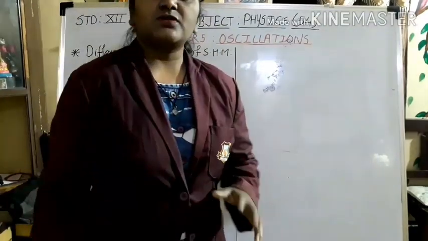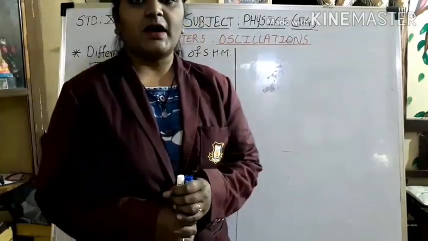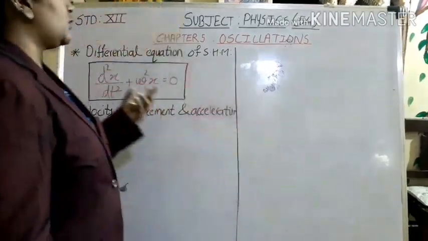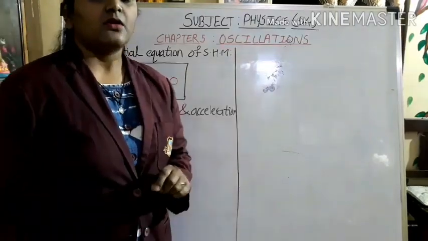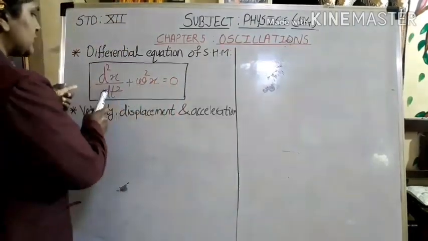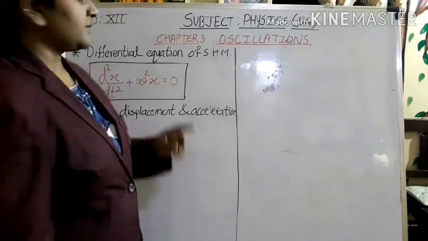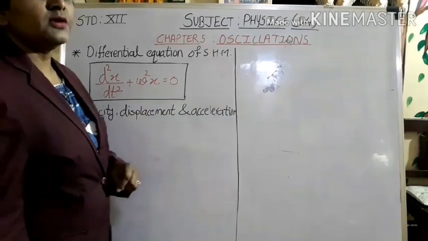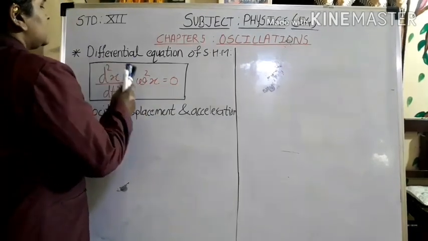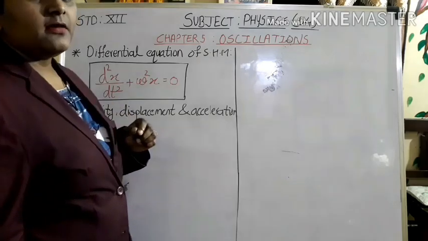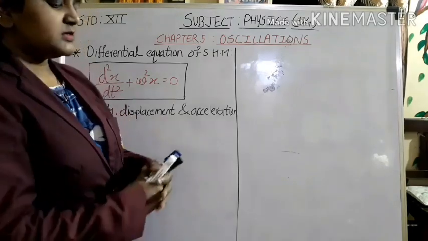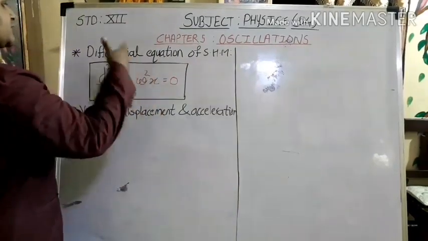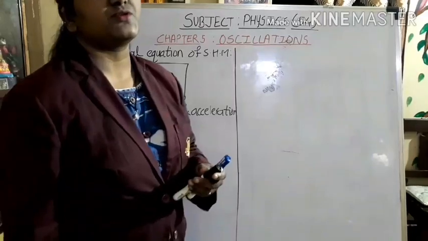Okay, so in part 1 what we have learned about SHM, linear SHM, and then we have derived one equation, which was the differential equation of SHM. What was that? This is the differential equation: d2x by dt square plus omega square x is equal to 0, in which omega is nothing but root k by m, because omega square is nothing but k by m. By using which we have derived this equation.